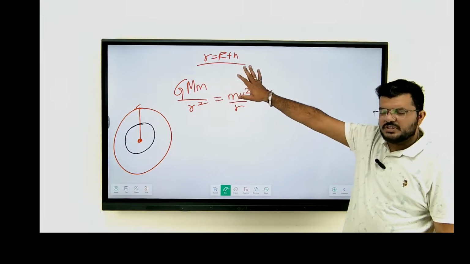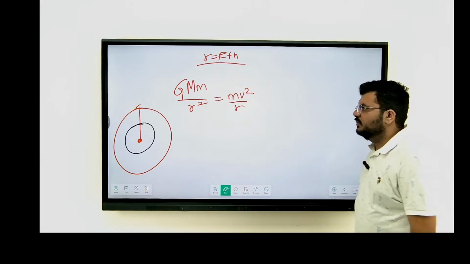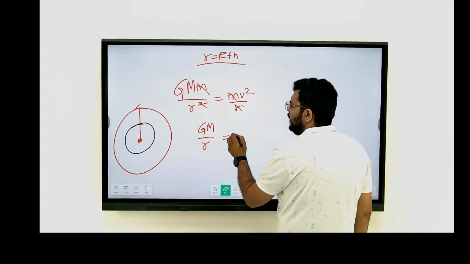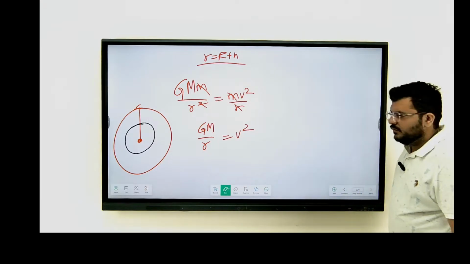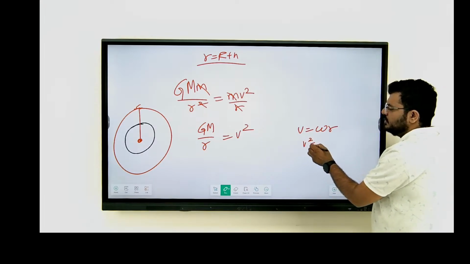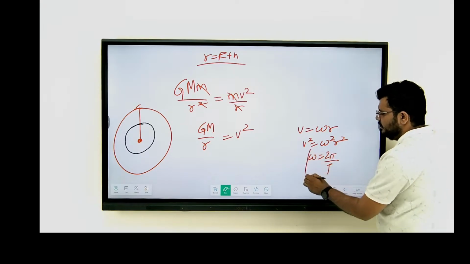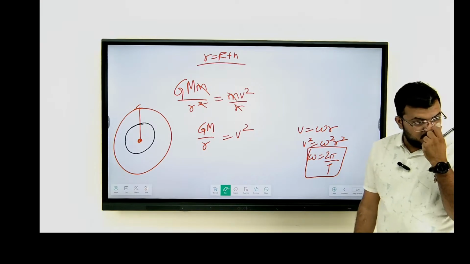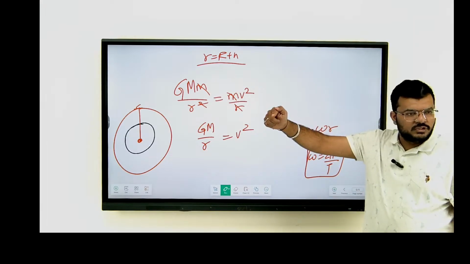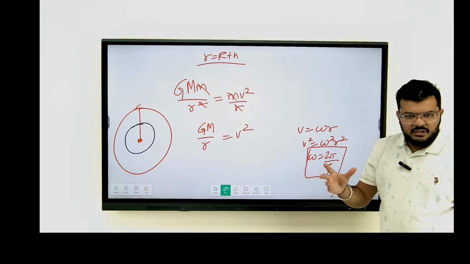A lot of times this mistake happens, that you find out small r and forget to add the h. Going from here, and cancelling this m, can I write GM by r is equal to v square for that satellite? And we know that v is equal to omega r, so v square is equal to omega square r square, and omega is equal to 2 pi by T. So what should be omega? Omega is the total angle, 2 pi, for a full circle, divided by T, the time period.